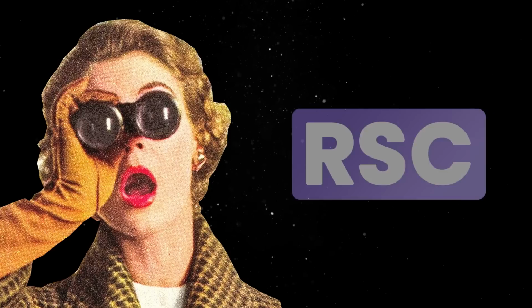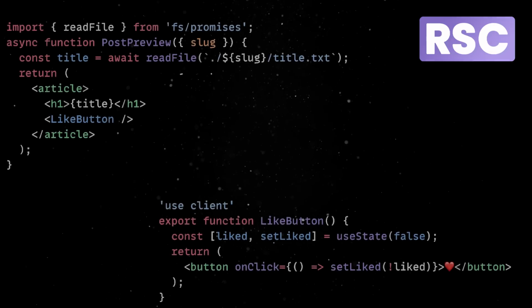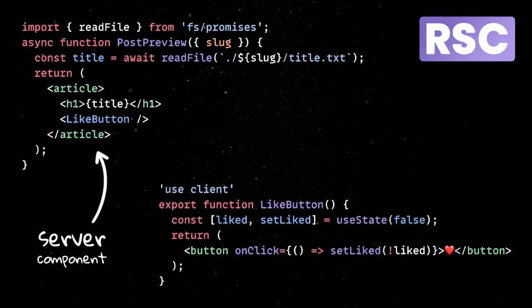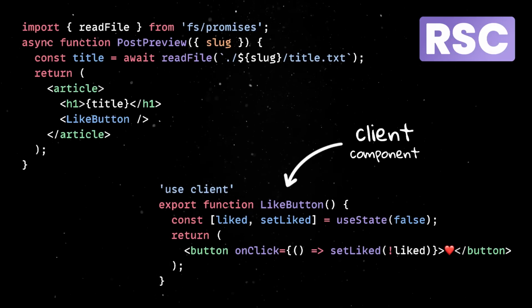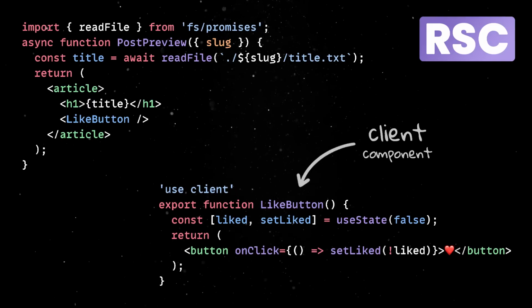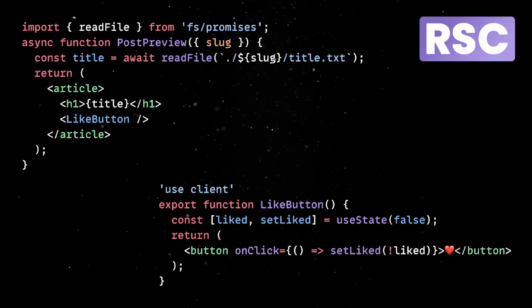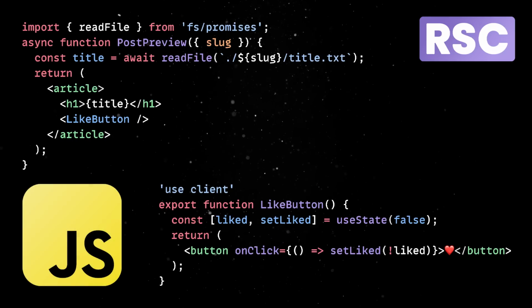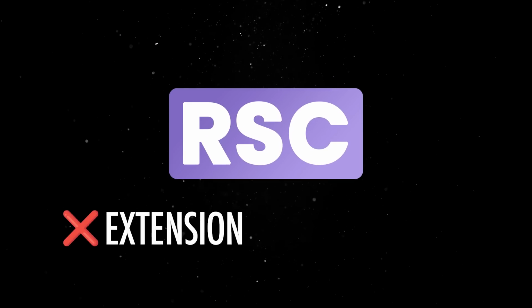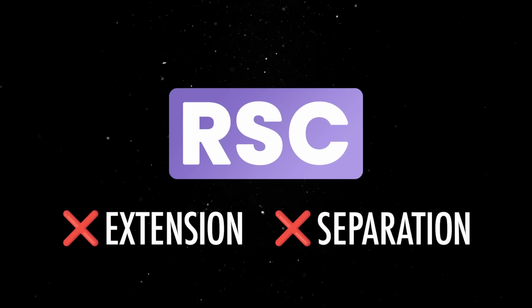Now, let's look at React server components. They also have 2 worlds. Server components run on the server and can do server stuff. Client components run in the browser and they do client stuff. Instead of Astro files and client directives, you get JavaScript files and a use client comment directive. But here's the catch. There's no file extension or clean separation between components to guide you.